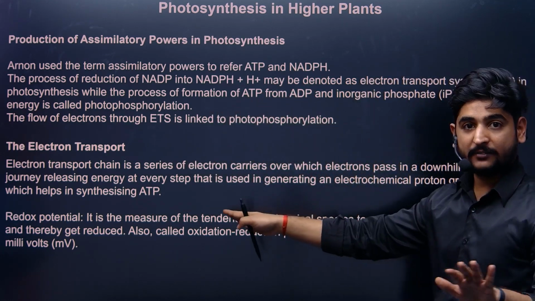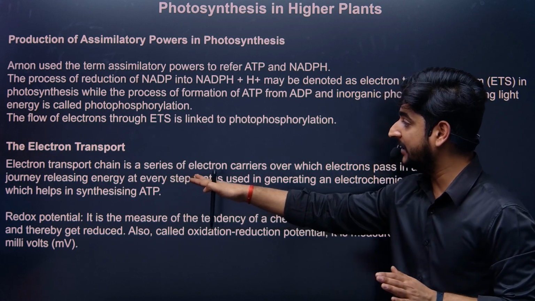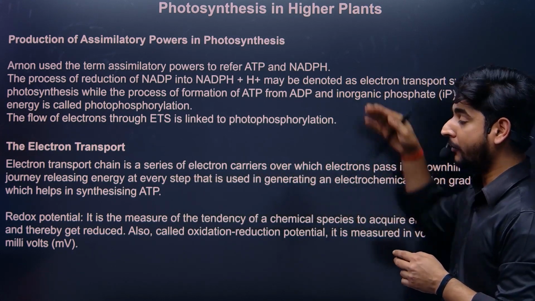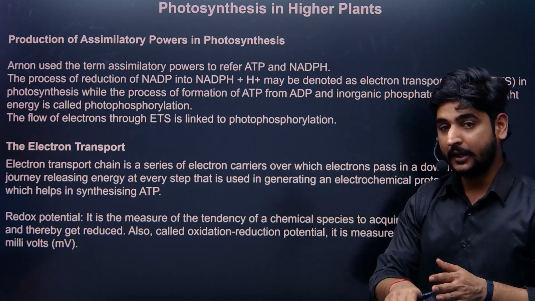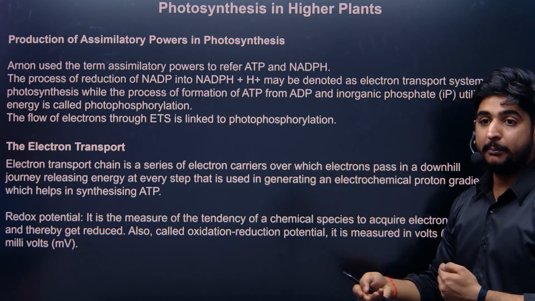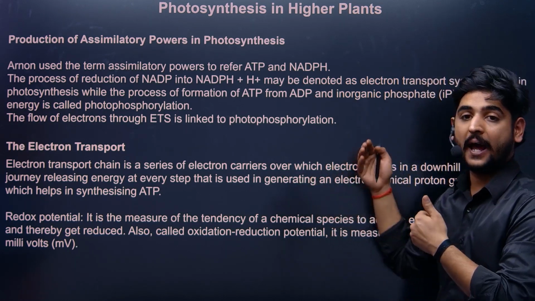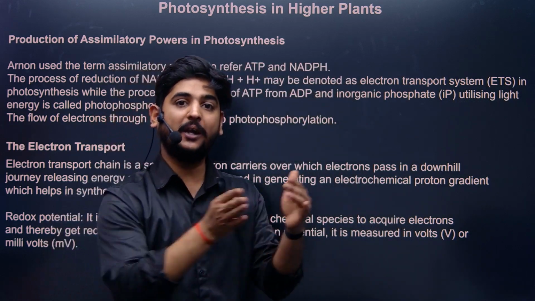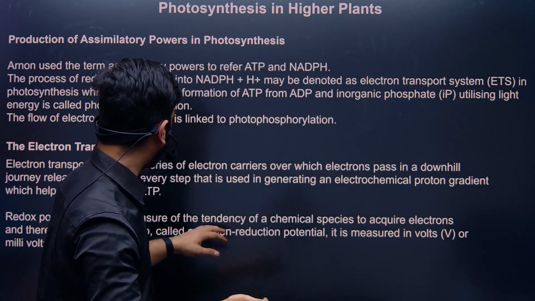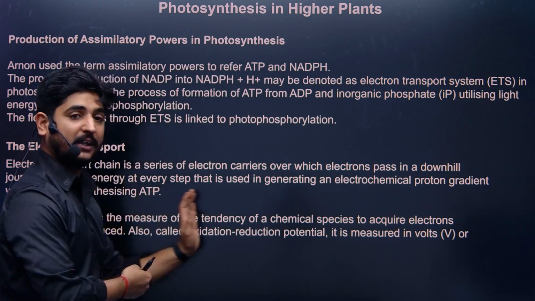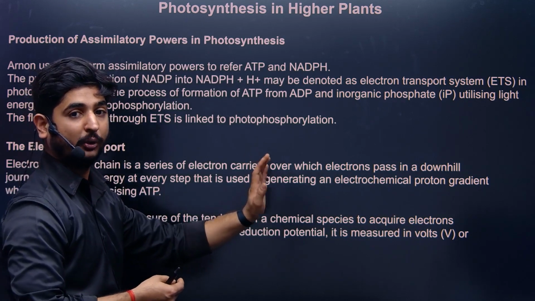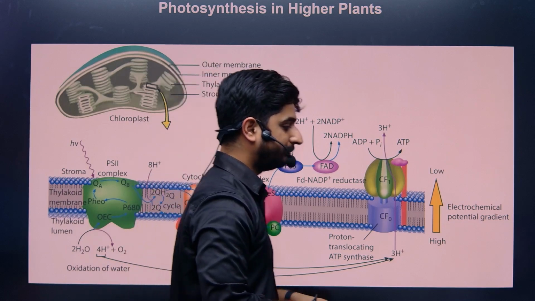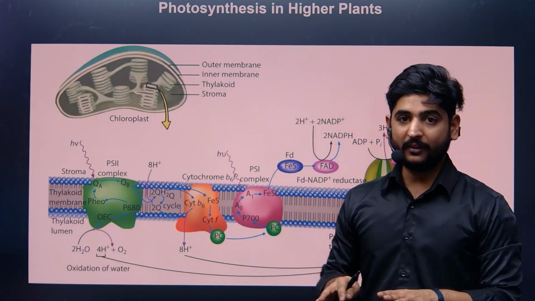We have already discussed what ETS is. ETS or ETC is a series of electron carriers over which electrons will pass in a downward journey, and in each step energy would be used to generate an electrochemical gradient or proton gradient, and that would later be used to generate ATP and NADPH. Redox potential is nothing but the tendency of a chemical species to get reduced, also known as oxidation reduction potential. Let's try to brief it very simply.